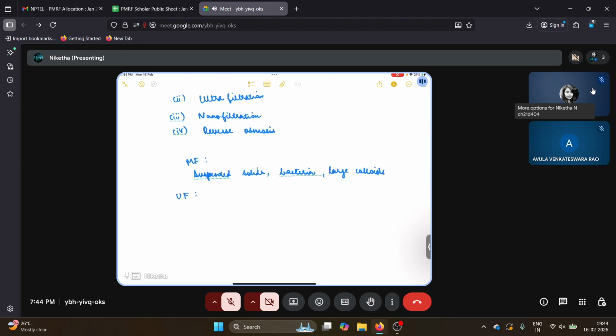Whereas ultrafiltration, the size is between 0.01 to 0.1 micrometer. As you can see, it is smaller than microfiltration. So this can remove viruses also, and it can even remove some kinds of proteins and some macromolecules.